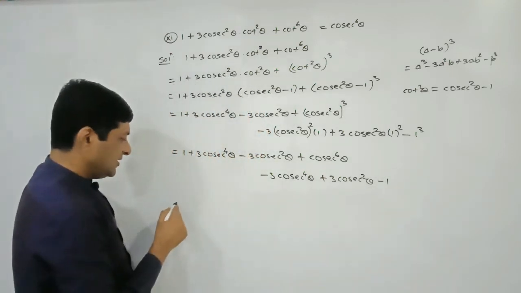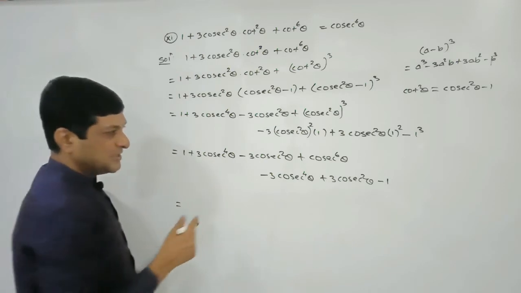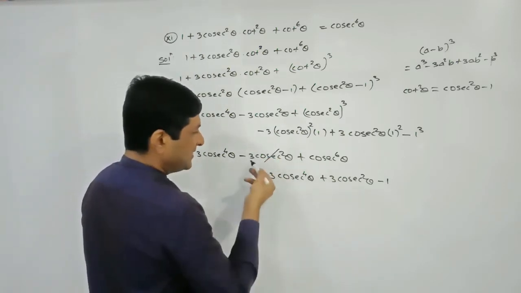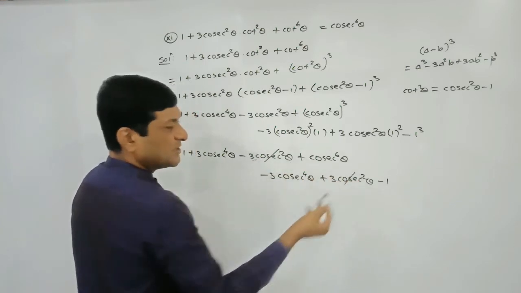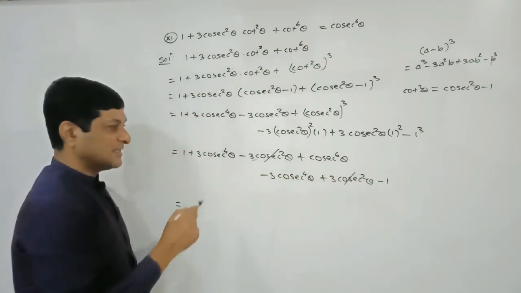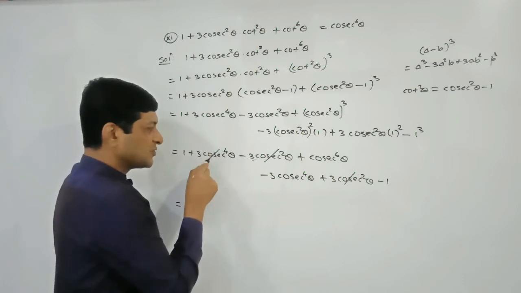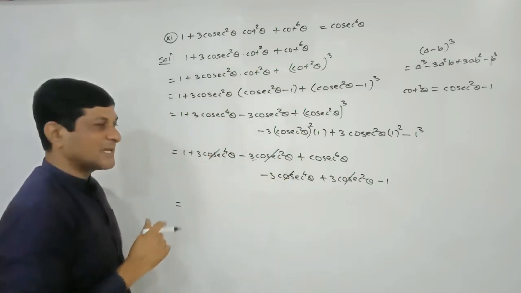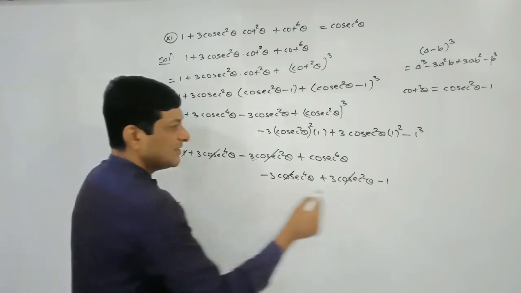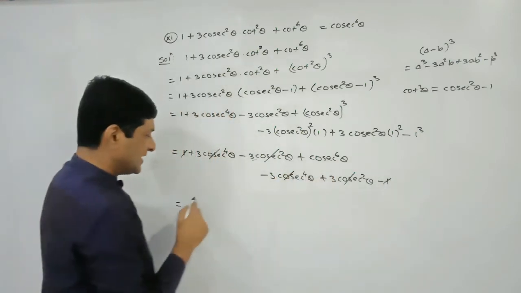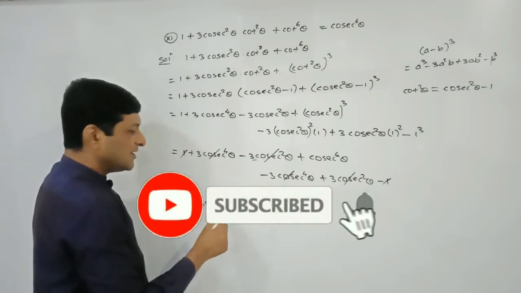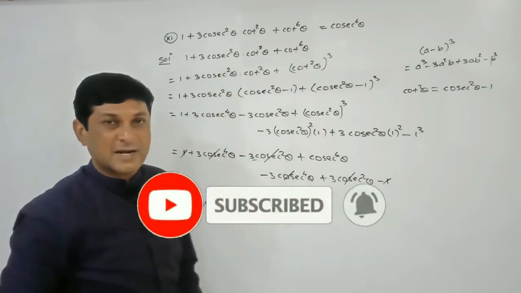So now observe the terms here: minus 3 cosec square theta and minus 3 cosec square theta and plus 3 cosec square theta will get cancelled. 3 cosec theta raised to power 4 and minus 3 cosec theta raised to power 4 will also get cancelled. Here this plus 1 and this minus 1 will also get cancelled, and what is the remaining term? Cosec theta raised to power 6, which is nothing but our required right hand side.